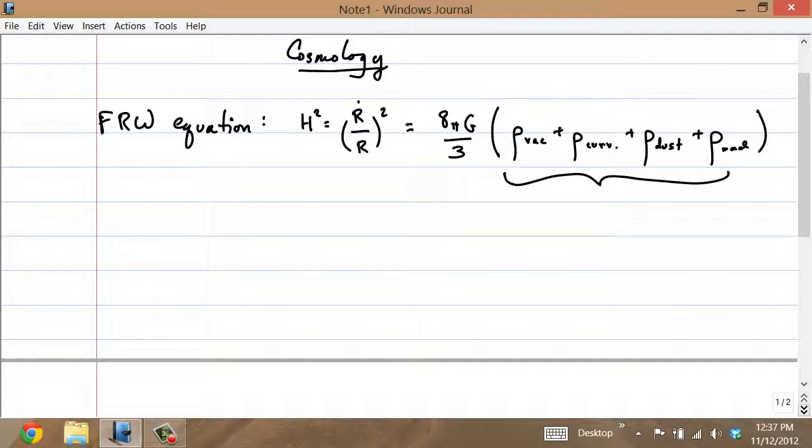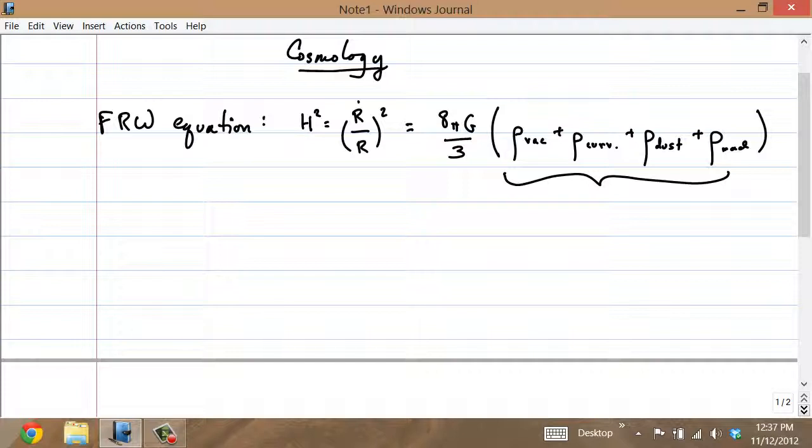So vacuum energy is the energy density of empty space, meaning that it doesn't change as a function of r. As the universe grows bigger, the amount of energy contained in vacuum energy grows bigger as well. It grows like the volume of space, and so rho vacuum is unchanged as a function of r. Whereas the other types of energy that appear in our universe do dilute as the universe expands. So rho curvature behaves like 1 over r squared, and rho dust behaves like 1 over r cubed.